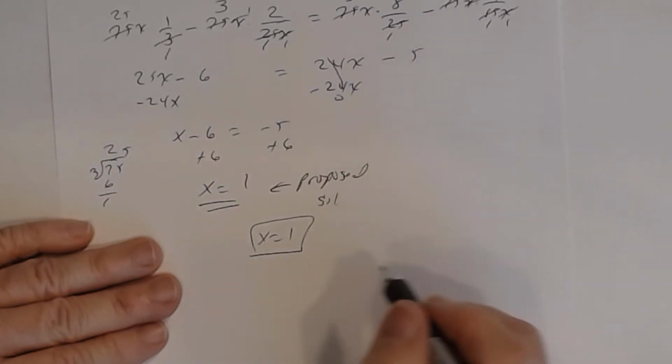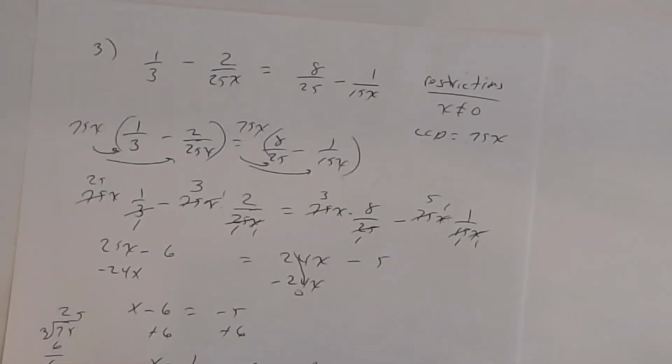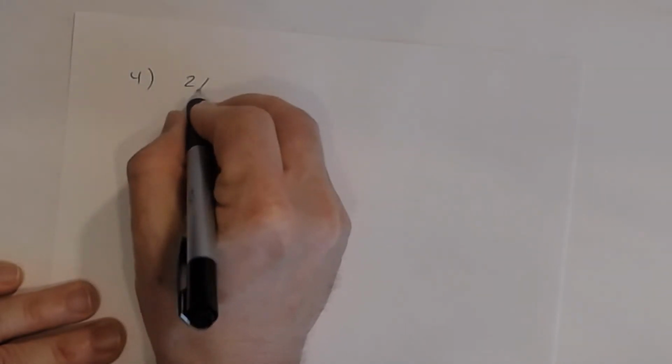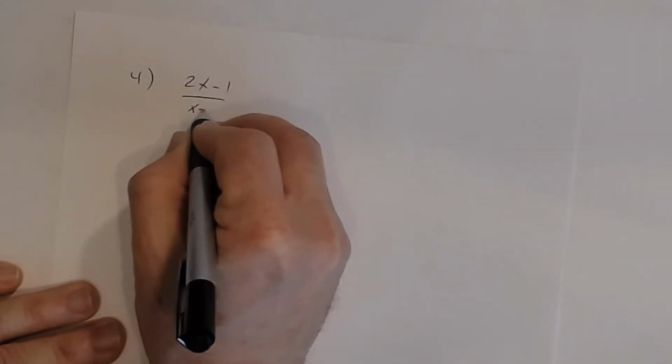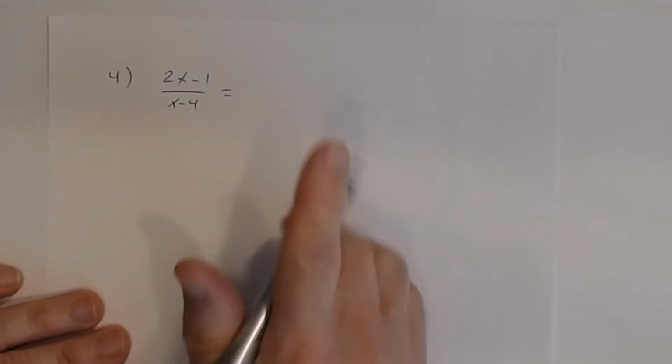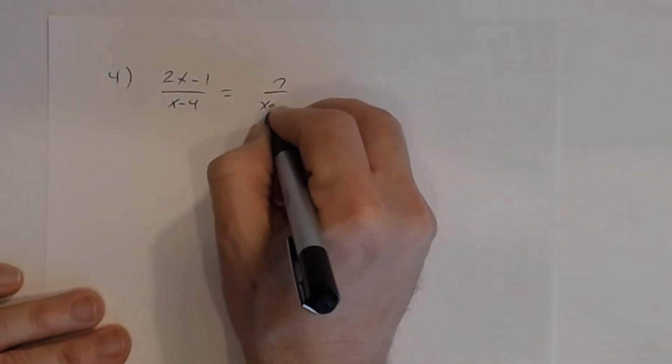Okay? All right. Let's look at one more. I have time to do one more, and I actually want to do this one. So this is going to be number 4. Number 4, we have 2x minus 1 divided by x minus 4 equal 7 divided by x minus 4.